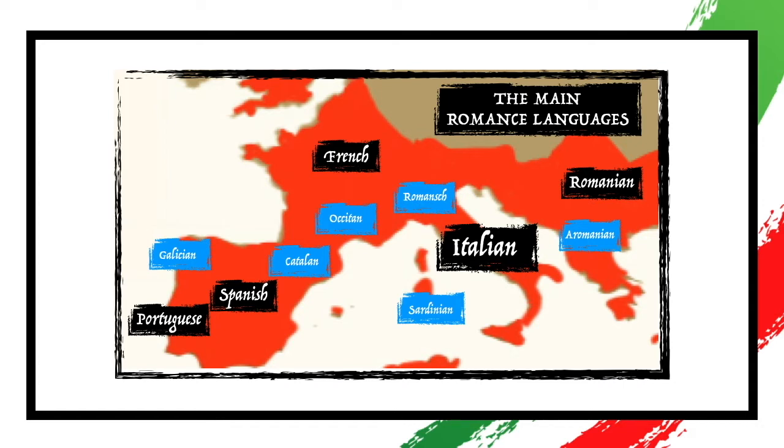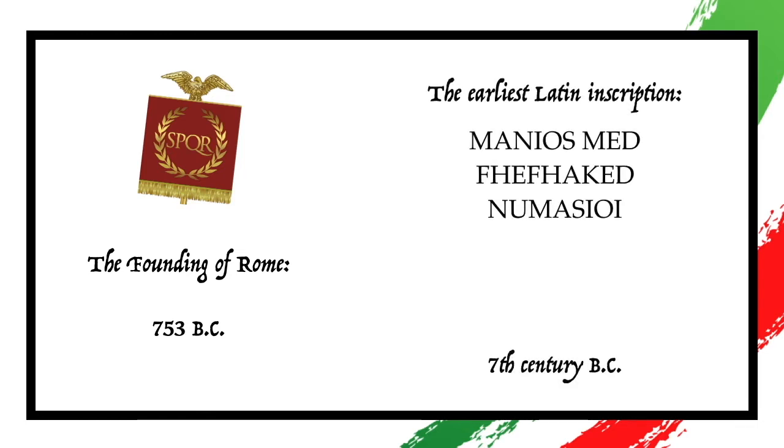So what is the earliest example of the Italian language? The traditional date for the founding of Rome is April 21st, 753 BC. And the earliest example of written Latin is an inscription on a brooch from the 7th century BC found near Rome. It says, Manius made me for Numerius. This is a very archaic form of the language and is called Old Latin. At this time, it was only the language of the area around Rome, called Latium, so we can't really call this the Italian language yet.